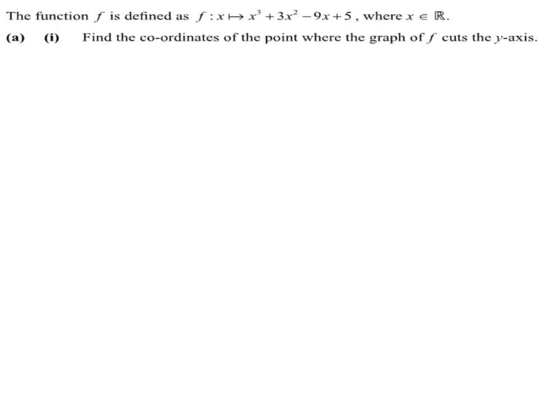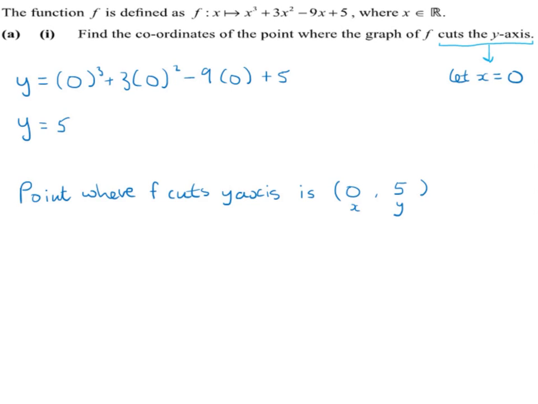Part A, find the coordinates of the point where the graph of f cuts the y-axis. So this is our function, f of x equals x cubed plus 3x squared minus 9x plus 5. And the constant at the end, the plus 5, is known as our y-intercept. So this is where our graph cuts the y-axis.